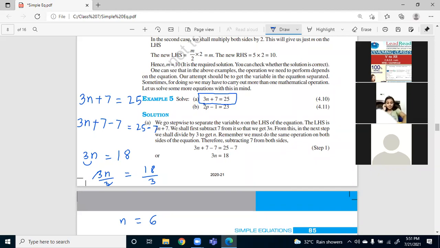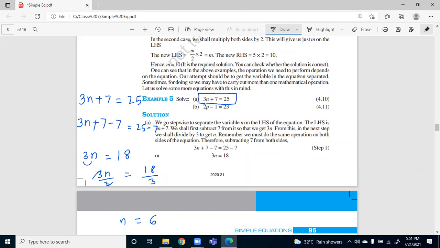Excuse me, ma'am. Yes, Samrat. Why have we just subtracted 7, ma'am? See, wherever the variable is, I will make the variable free of any terms. It is having +7, so if I subtract 7, then only 3n remains. Now 3 is multiplied with this variable n, so I will divide it by 3. So I get the variable alone and I will be able to calculate its value.